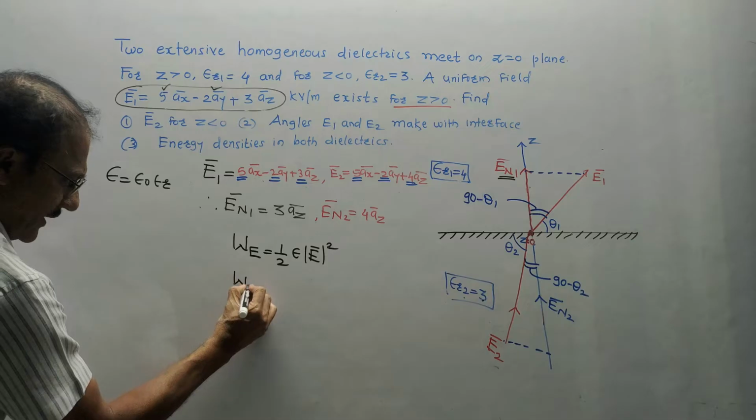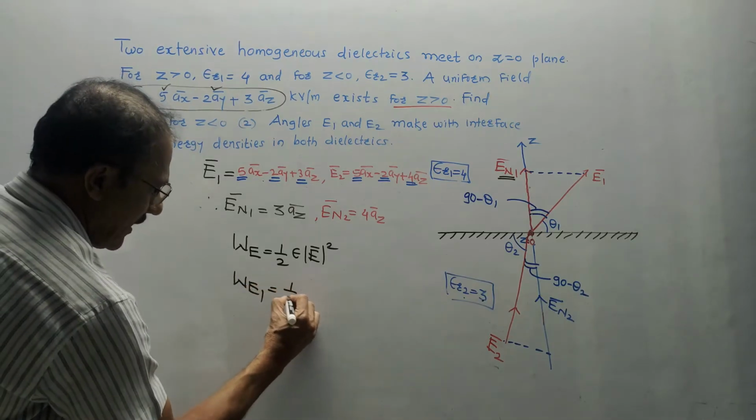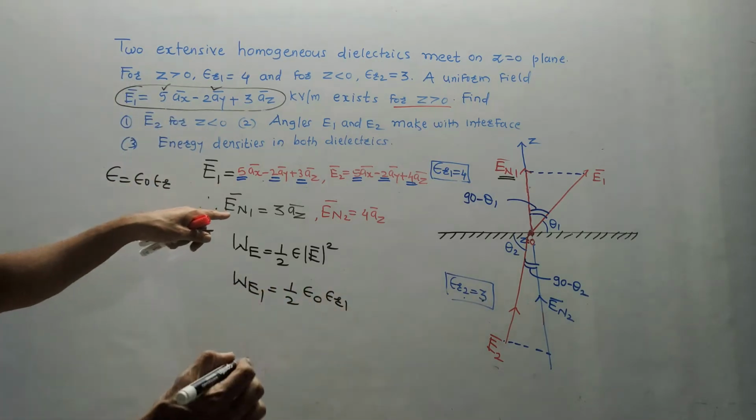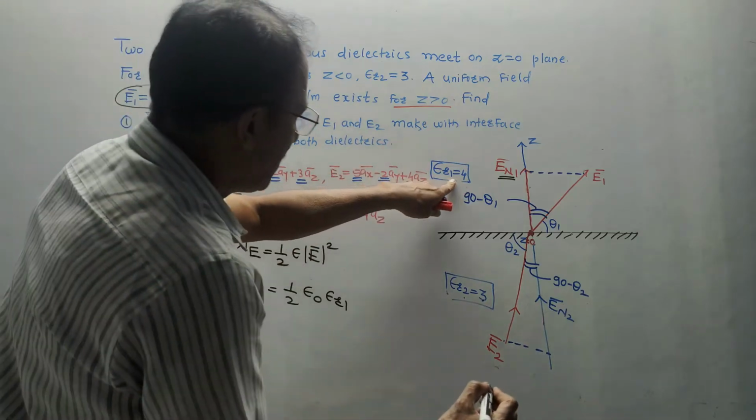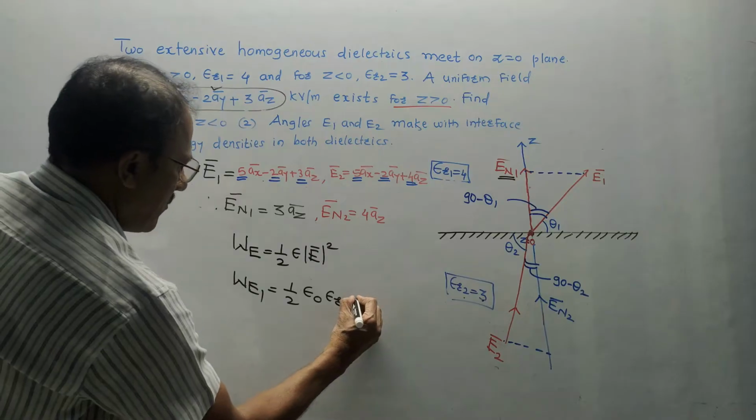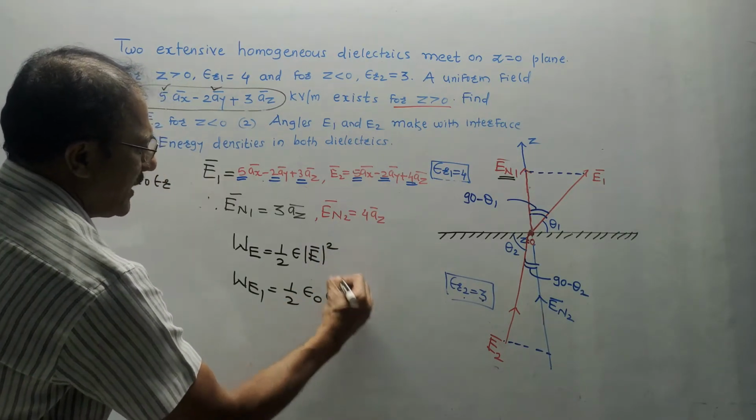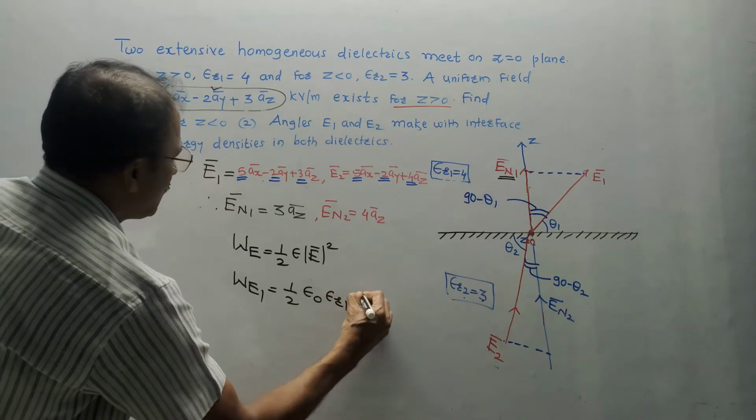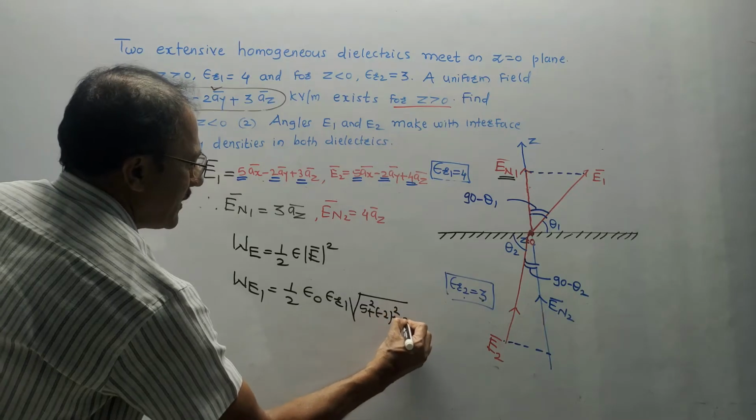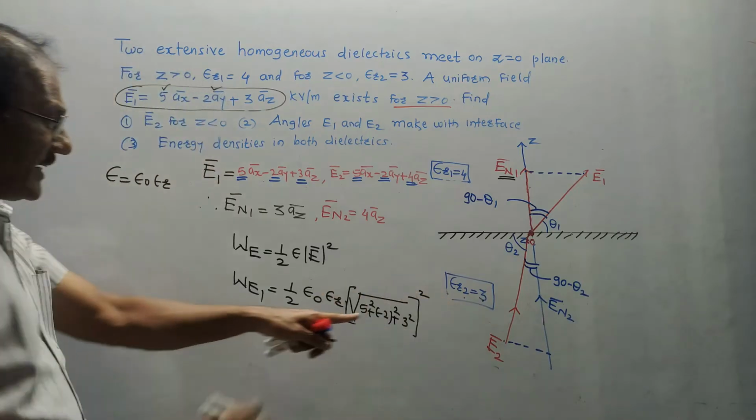If I want to calculate energy density for medium 1, it is WE1, which is equal to 1/2 epsilon 0 into epsilon r1. The value of epsilon r1 for medium 1 is 4, and mod of E bar. In the last part itself, we have calculated this value of mod of E bar and its square. So it is square root of 5 square plus minus 2 square plus 3 square, and the square of this. So naturally the square root gets cancelled.